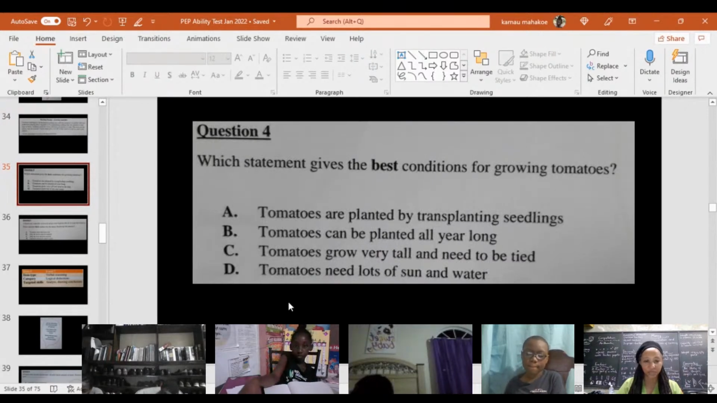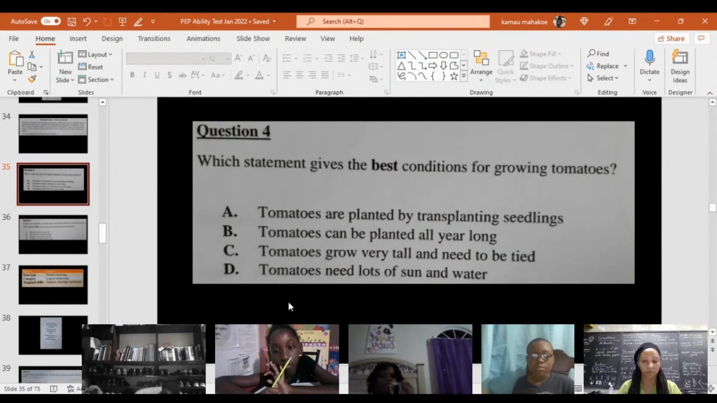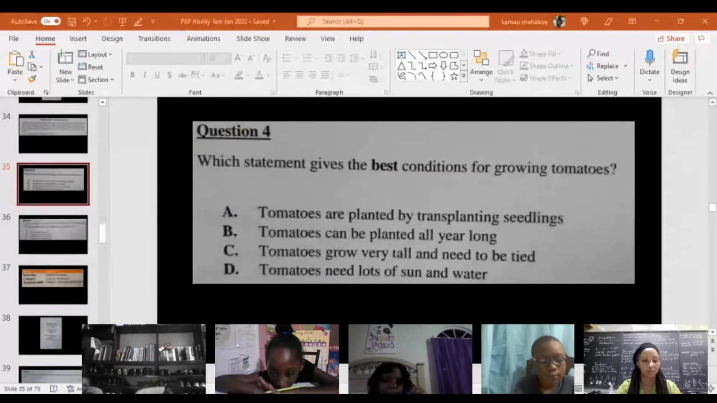Madison, please read question 4. Okay, miss. Question 4. Which statement gives the best conditions for tomatoes? A. Tomatoes are planted by transplanting seedlings. B. Tomatoes can be planted all year long. C. Tomatoes grow very tall and need to be tied. D. Tomatoes need lots of sun and water.